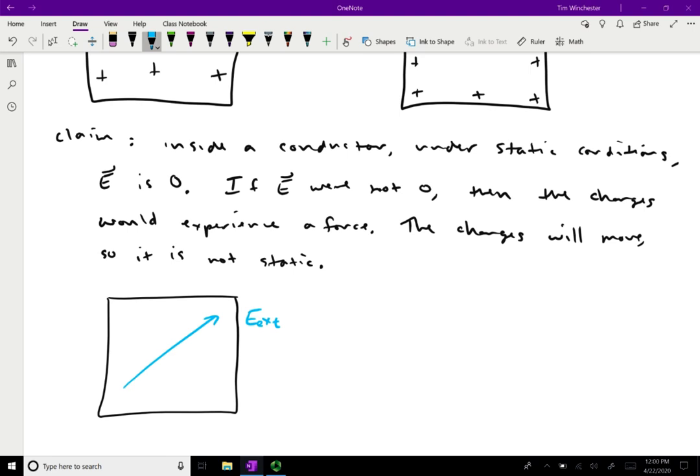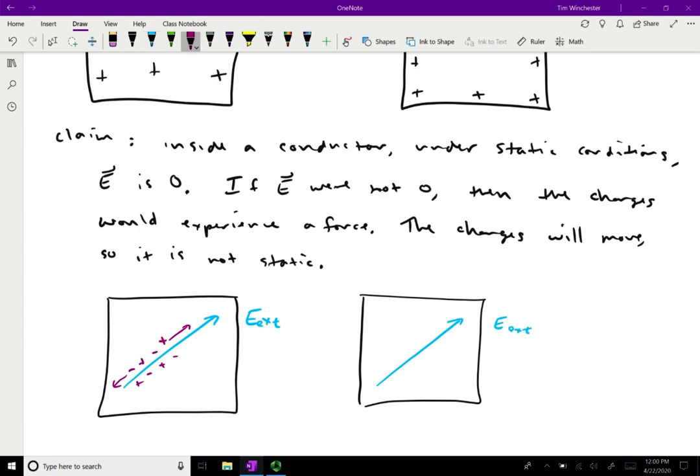But remember, the conductor is made up of an enormous number of positive and negative charges. So if there are some positive and negative charges throughout the conductor, which there are, then the positive charges are going to experience a force in the same direction as that electric field. And the negative charges are going to experience a force the opposite direction. So then what ends up happening is those charges will move in response to that electric field, and you'll end up with this external electric field.